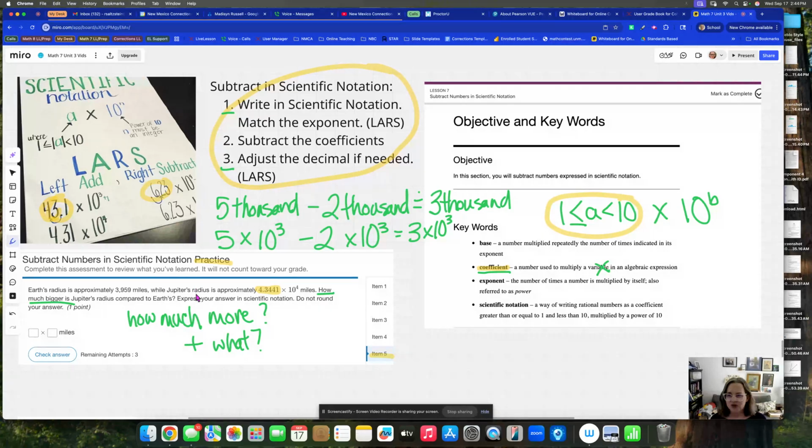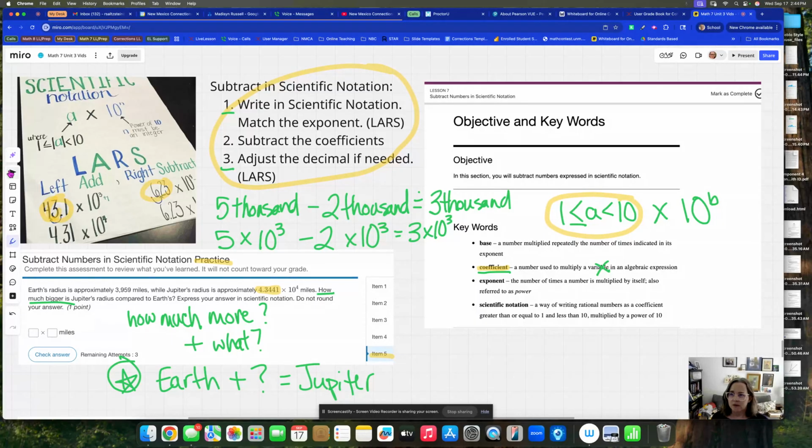Okay, so you have Earth plus, we don't know how much, to equal Jupiter. Okay, Jupiter's like this huge planet. Earth's like a pretty small planet. So how much bigger is the Earth's radius? That's what we're trying to figure out. Okay, and this is kind of going to be my equation. I'm going to put Earth plus something, question mark, equals Jupiter, but then I'm going to fill in the amounts that they've given me here.